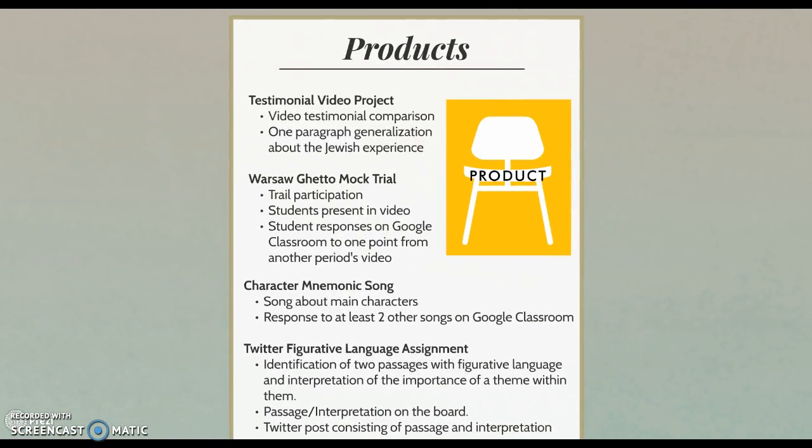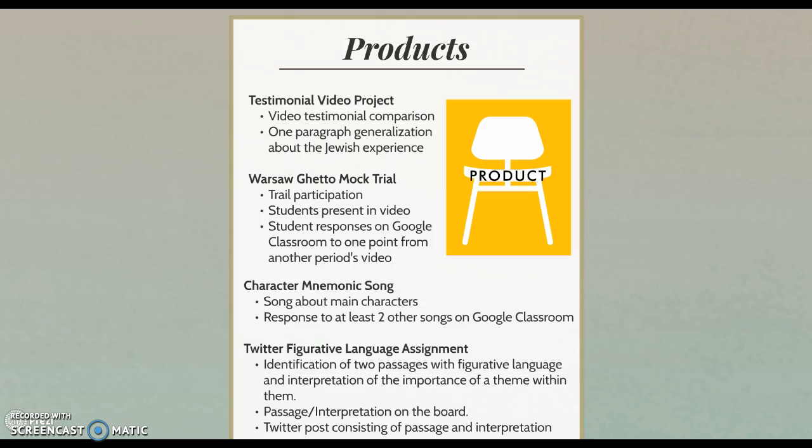The products of this unit are many. Within the testimonial video project, students will create a video testimonial comparison and write a one-paragraph generalization about the Jewish experience. Within the Warsaw Ghetto mock trial, students will participate in the trial. They will present in a video, and they will form responses on Google Classroom to at least one point from another period's video. Within the character mnemonic songs, students will create a song about the main characters and their meanings.